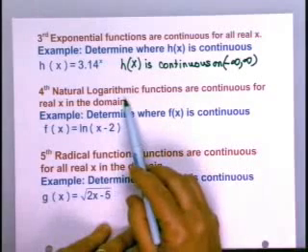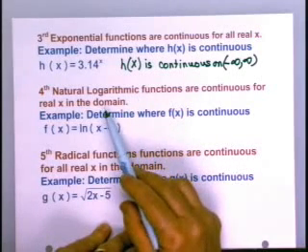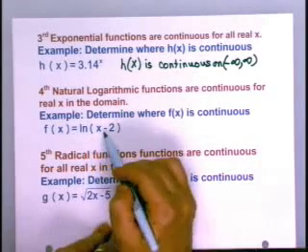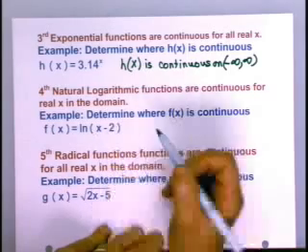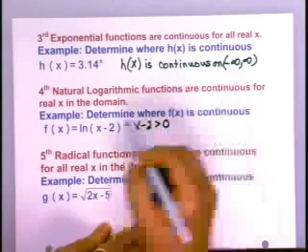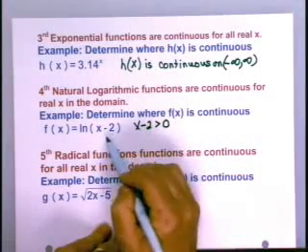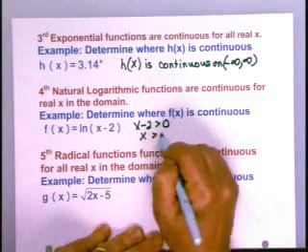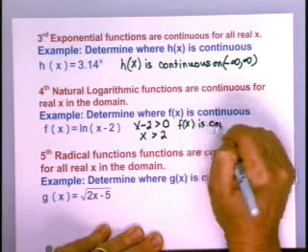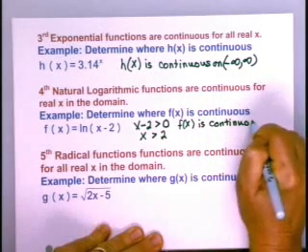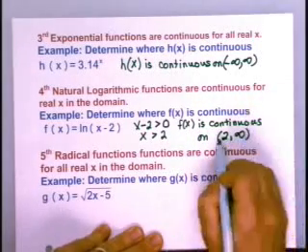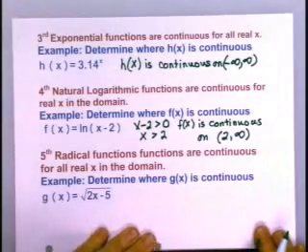Fourth rule, natural log functions are continuous for all real x in the domain. So if I wanted to determine where f of x is equal to ln of the quantity x minus 2, then I would take x minus 2 and set it greater than 0. For the natural log function, this expression must be positive. This in turn requires that x is greater than 2. So f of x is continuous on the interval from 2 to infinity. I use a parenthesis beside the 2 because I'm not including it.